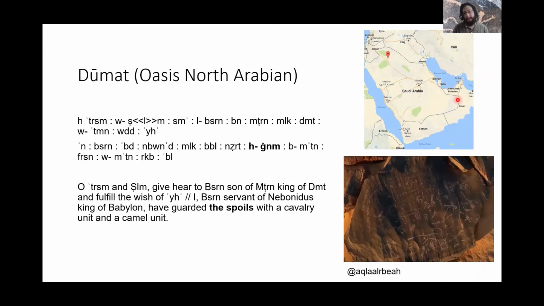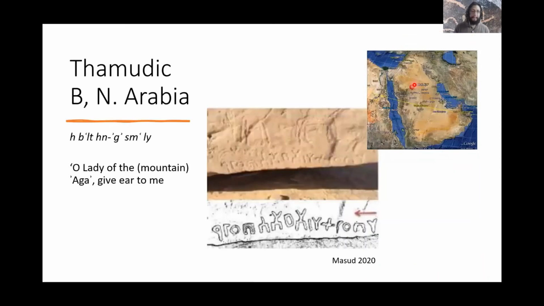Just a bit later here, we have a completely different definite article form. So we're looking at really quite a bit of diversity in the shape of the definite article. If we now go a little bit into Central Arabia, here is a Thamudic B text from North Arabia, from the area of Ha'il. It's beautiful. It's just a small prayer. It's to a deity called Lady of the Mountain Agat, or Ajat.